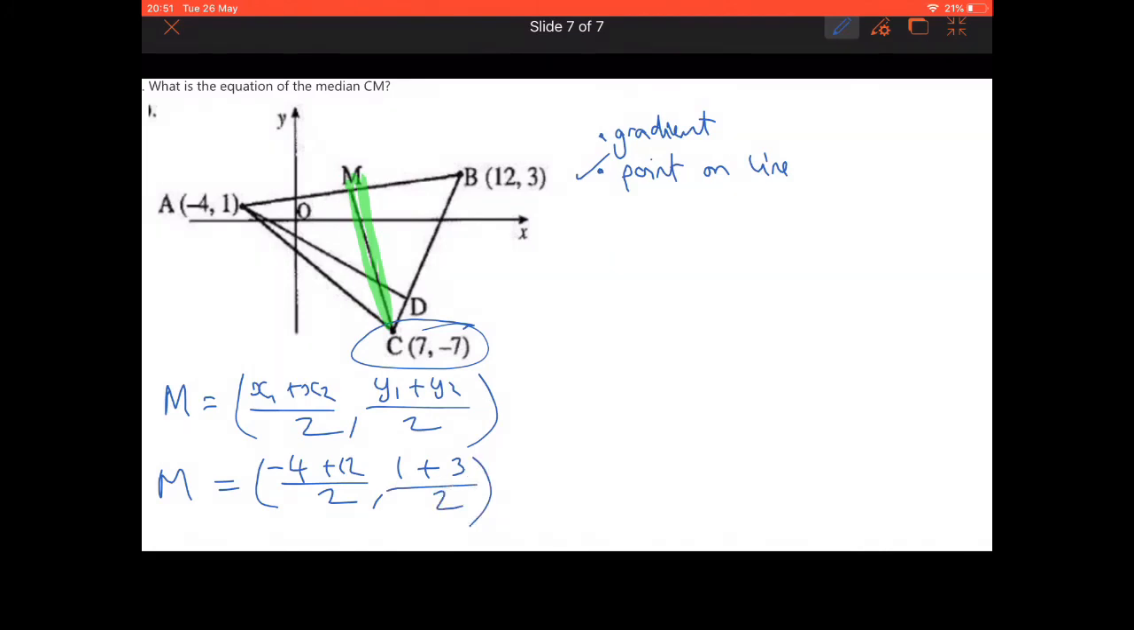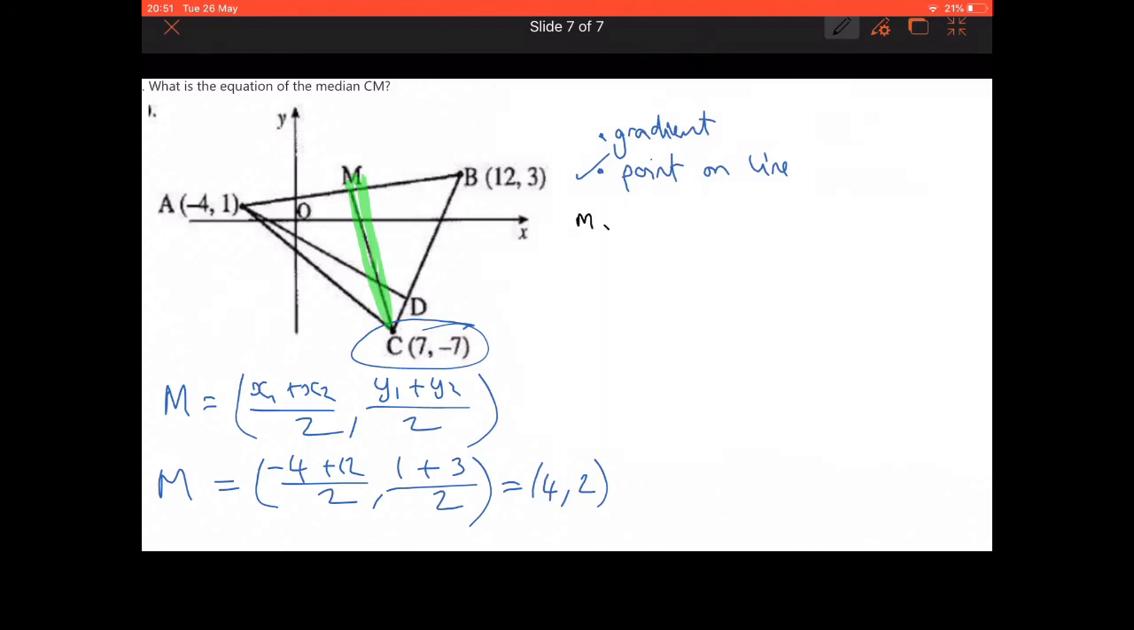So -4 plus 12 obviously gives us 8. 8 over 2 gives us 4. And 1 plus 3 gives us 4 over 2 gives us 2. So we've worked out the coordinates of M. Now we're going to calculate the gradient of C to M.